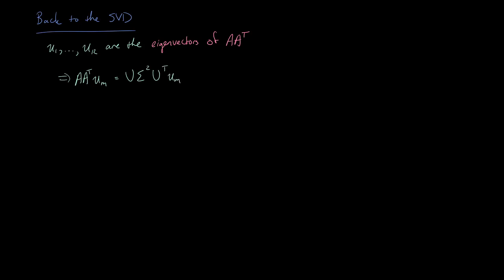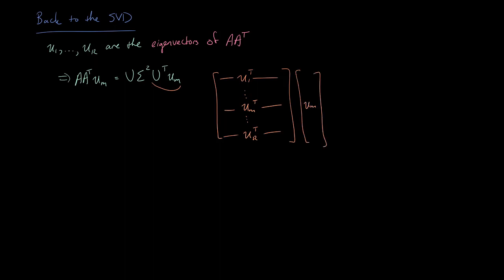And now let's look at U transpose times U_m. U transpose is just the matrix with rows given by u1 transpose up to u_r transpose. So when we compute this matrix-vector product, we're computing the inner product between each of the u_i's and this vector u_m. And when we do that, we're going to get all zeros except for a single 1 in the mth element, because the columns of U form an orthonormal set. And we can denote this vector by e_m, which is common notation for the vector that has all zeros except for a single 1 in the mth element.